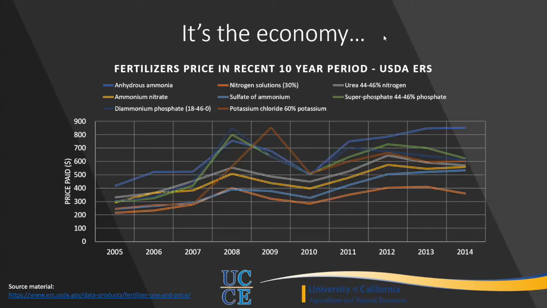Pay attention to this graph, for instance, which shows the price of select nitrogen fertilizers over a 10-year period from 2005 until 2014. This data comes from the United States Department of Agriculture's Economic Research Service. There's a lot of lines on here, but one thing that is very obvious if you follow any of these prices is that from 2005 until 2014, the price of fertilizers has essentially doubled. That is not an insignificant increase in price.